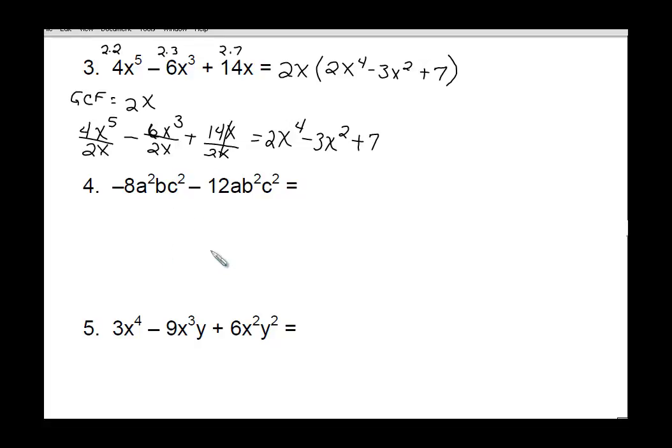Looking at these last two, we're getting a little more complicated with our variables. So GCF: 8 is 4 times 2, 12 is 4 times 3. So the greatest common factor is 4.